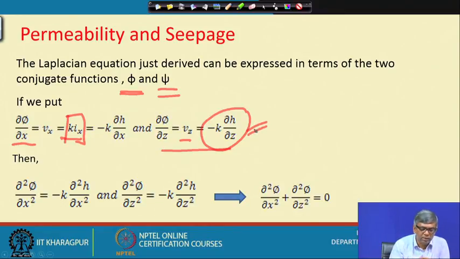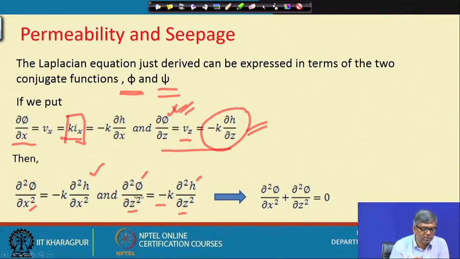Now, if you differentiate this one once again, and differentiate this one once again. So, del square phi by del x square, if I do, then I will get k del 2 h by del x square, and if I differentiate once again here, del 2 phi by del z square, I will get minus k del 2 h by del z square.